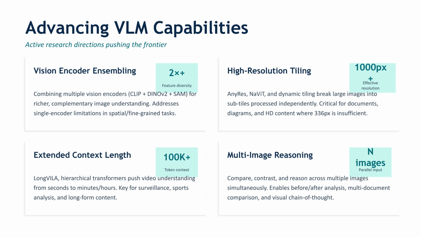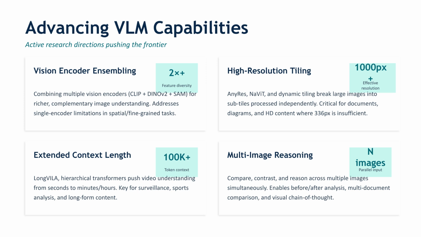Let me highlight 4 active research directions that are pushing the frontier of VLM capabilities. Vision encoder ensembling combines multiple vision encoders like CLIP, DINOV2, and SAM to get richer complementary image understanding. Each encoder has different strengths, and combining them addresses the limitations of any single encoder, particularly for spatial and fine-grained tasks. High-resolution tiling, through approaches like AnyRes, Navit, and dynamic tiling, breaks large images into subtiles that are processed independently. This is critical for documents, diagrams, and high-definition content, where the standard 336-pixel input is completely insufficient. We can now effectively process images at 1000 pixels and above.